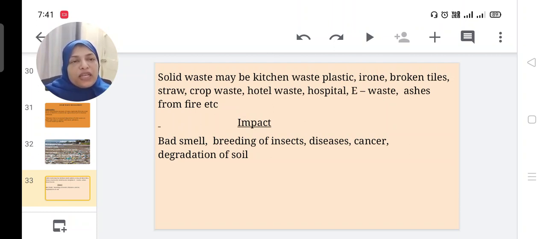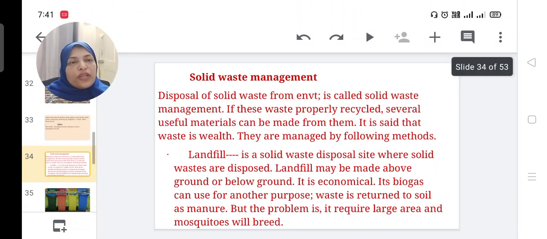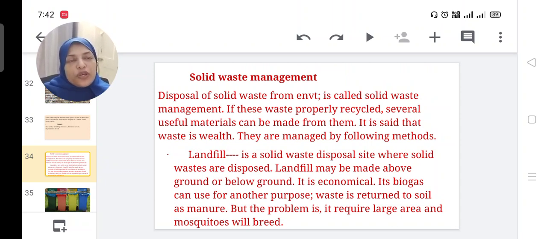Creating bad smell, breeding of insects, several diseases will come, cancer and degradation of the soil. Then how can we manage the solid waste? Solid waste management. Disposal of solid waste from the environment is called solid waste management. If this waste is properly recycled, several useful materials can be made from it. It is said that waste is wealth.